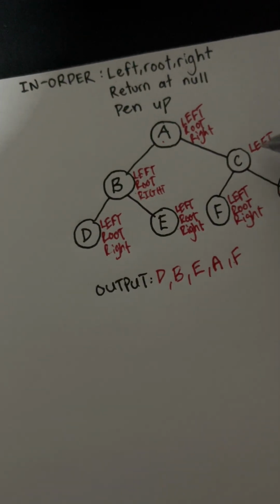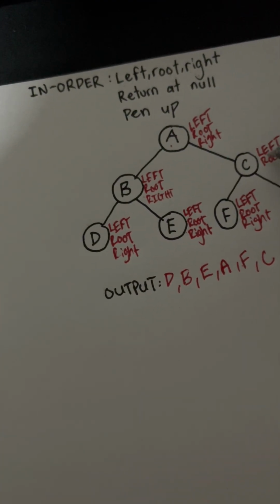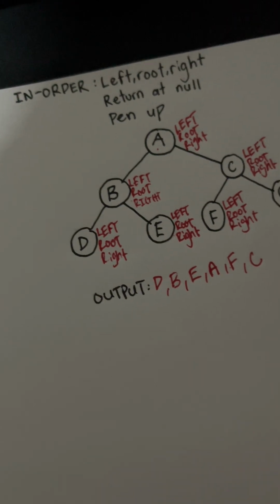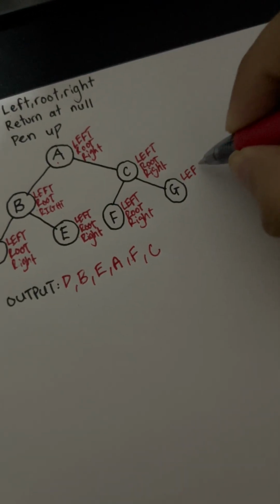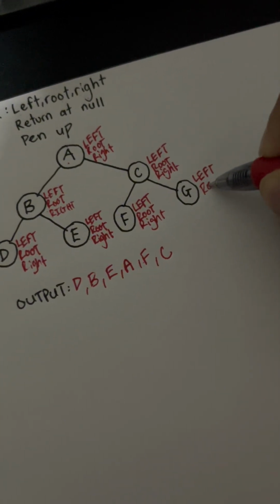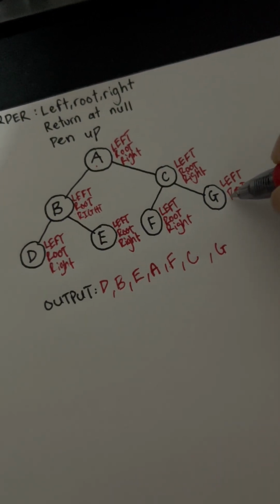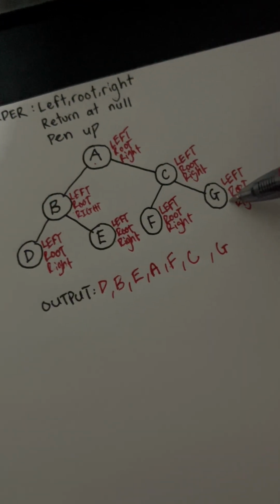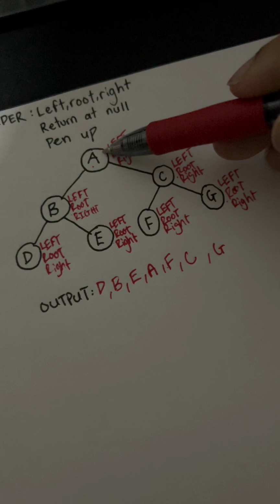Then here after left is root, print C, then go right, then here left, left, we can't, so return, then root, print G, then right, we can't, so return, and everything is done here, so return back, everything is done here, so return back, and we are done.